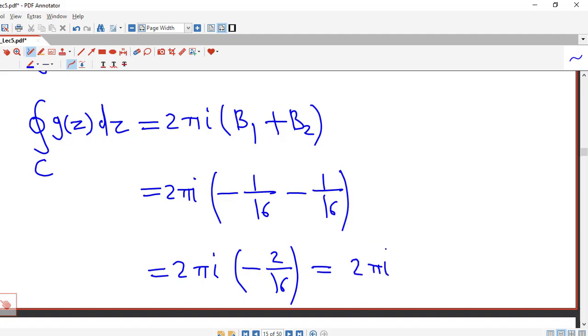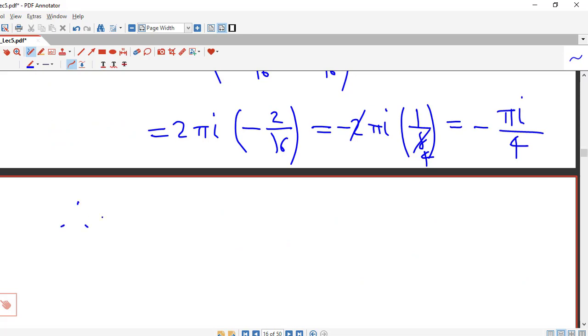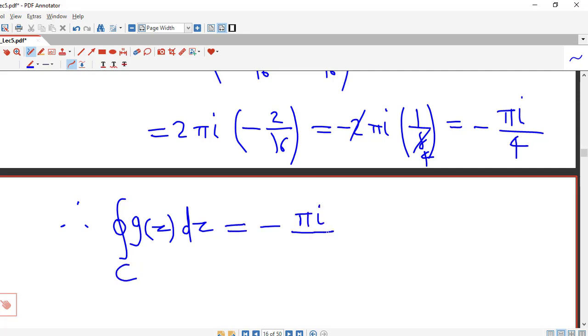So finally we have the minus sign outside. This is 1 by 8, and finally we have minus pi i divided by 4. This 2 will cancel out and the negative sign remains. So minus pi i by 4. This is the value of the integral of g along the given contour, which is the ellipse. Minus pi i divided by 4.